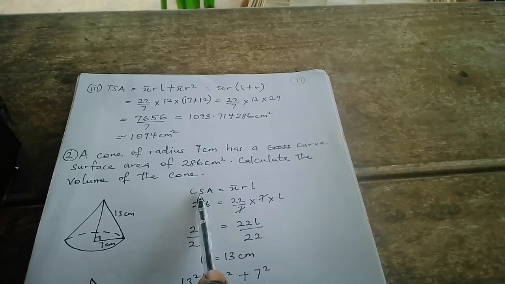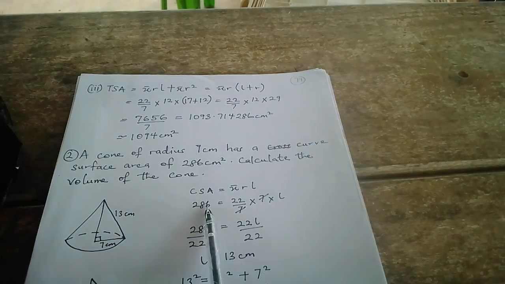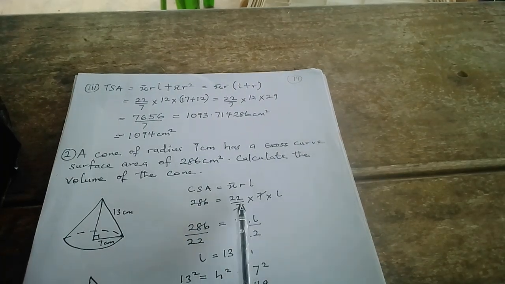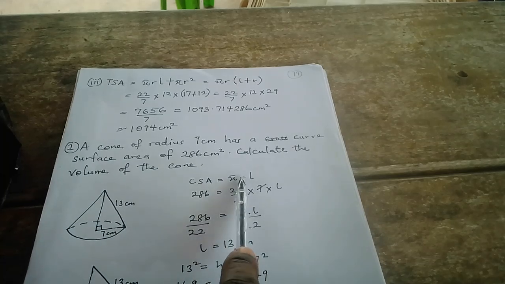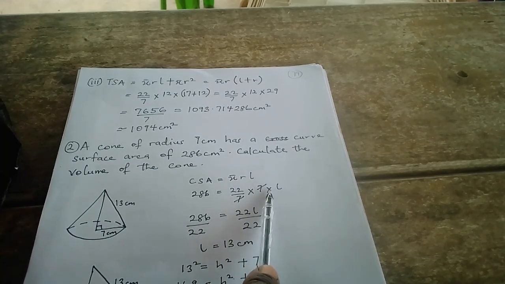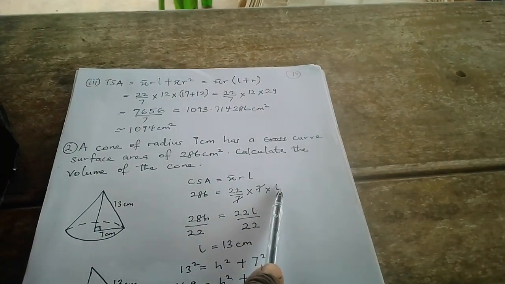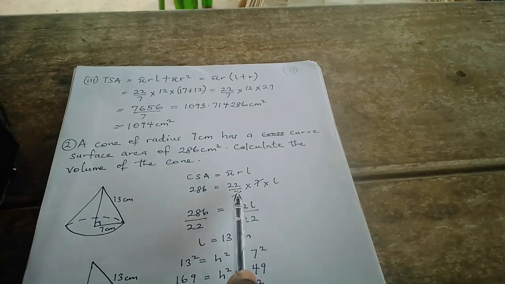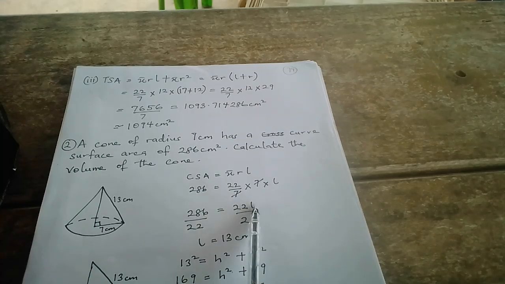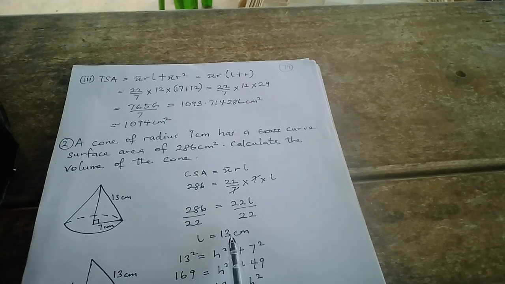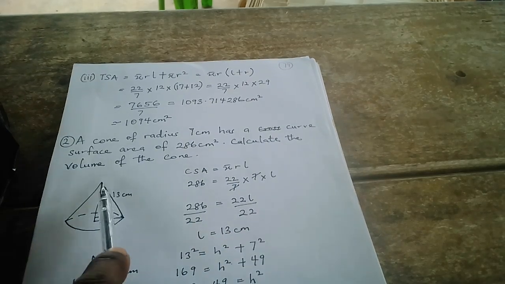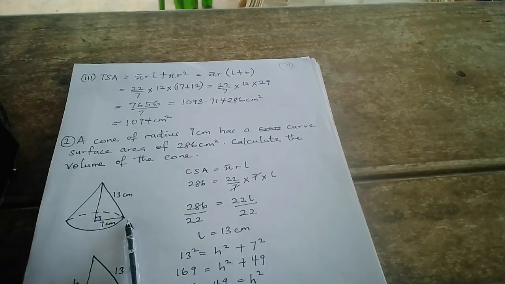So, since we are given the curved surface area, we say 286 should be equal to pi, which is 22/7, times the radius, which is 7. We are looking for the slant height. So from there, you have 286 equals 7 divided by 7, so you have 22 times L, which gives 22L. To get L, divide both sides by 22. So your slant height is 13 centimeter. So that's how we got this to be 13 centimeter.